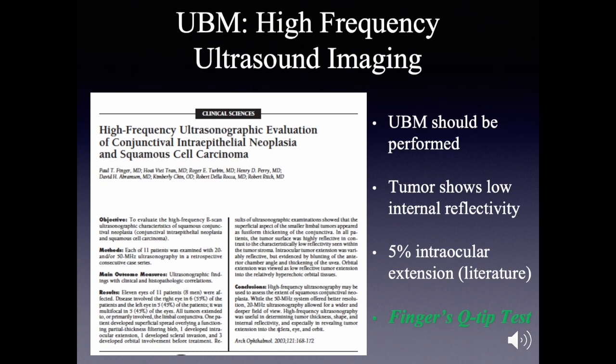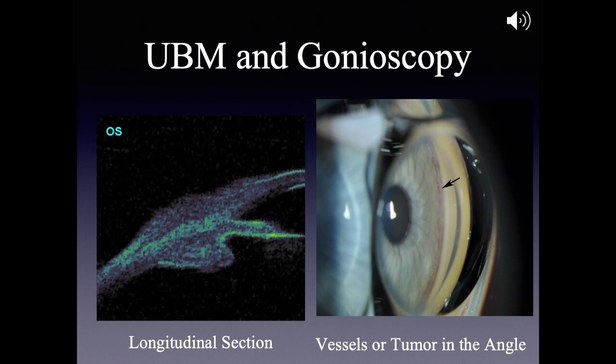Alternatively, if you don't have a UBM, the Q-tip test can be used to see if the tumor is mobile or not affixed to the eye wall. This suggests that it's not invading. The importance of gonioscopy might be as subtle as this case, where there are anomalous blood vessels in the involved angle, suggesting intraocular invasion. However, in many cases, you may actually see a tumor mass and its effects on angle tissues.